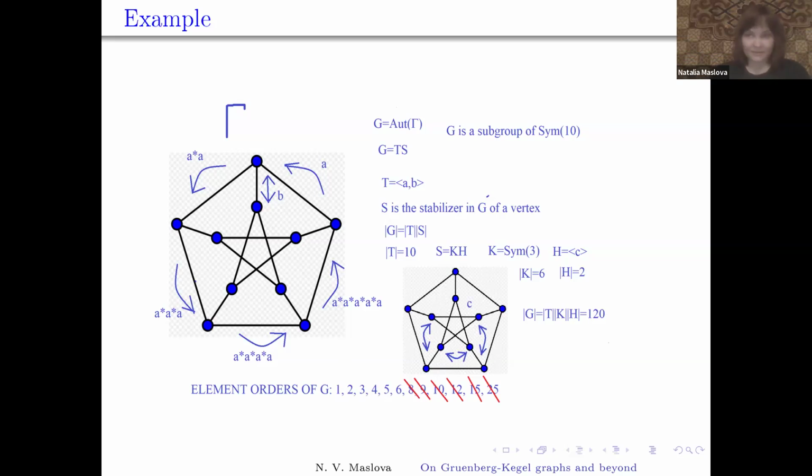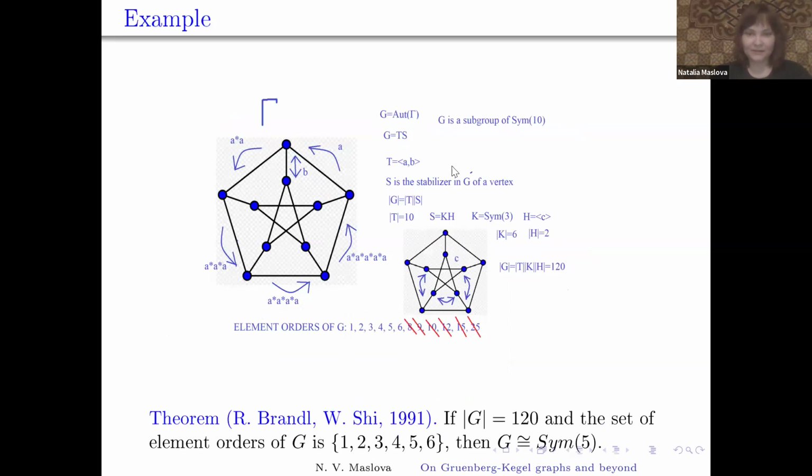Okay, we have some arithmetical parameters of a group. Can we find the group? Yes, by the result of Rolf Brandl and Wu Zhixin. This result was obtained around 35 years ago, and it established that if a finite group has order 120 and element orders exactly 1, 2, 3, 4, 5, and 6, then this group is exactly the symmetric group on 5 points. Okay, what do we have?